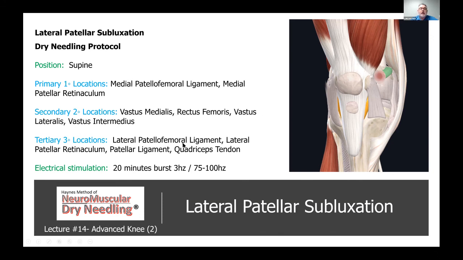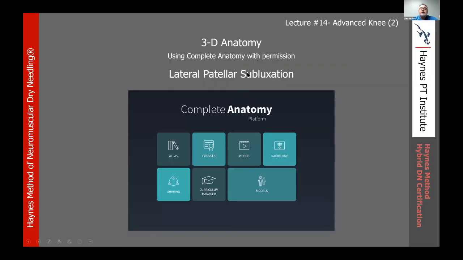vastus intermedius. And then from a tertiary standpoint, in case there is a secondary load, there's a lot of static tension, and lateral structures that are helping pull the patella laterally. We want to go ahead and hit the lateral patellofemoral ligament, the retinaculum, and then the patellar ligament and the quadriceps tendon. So let's take a look there.